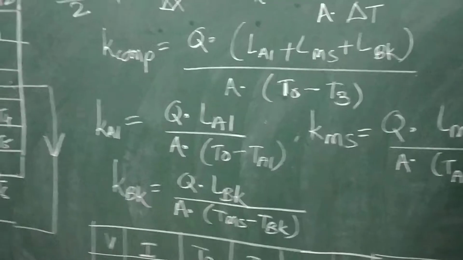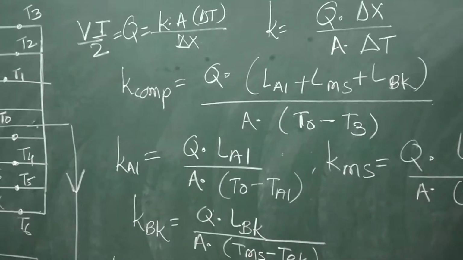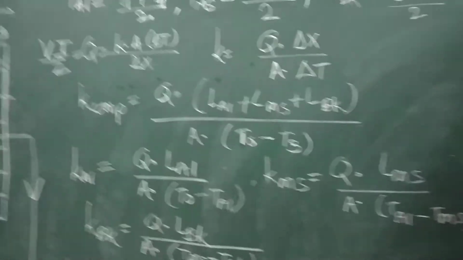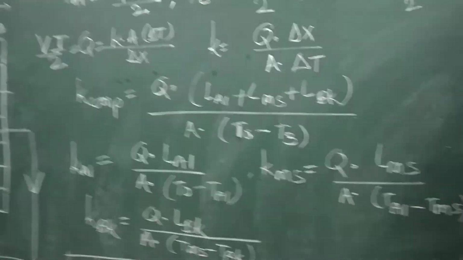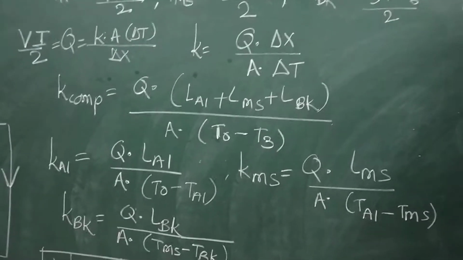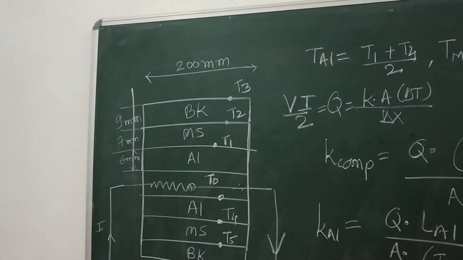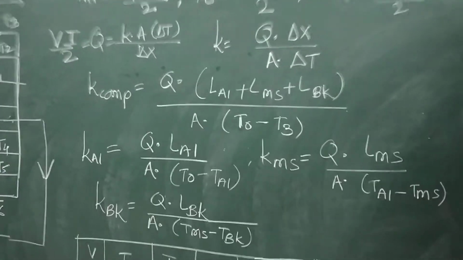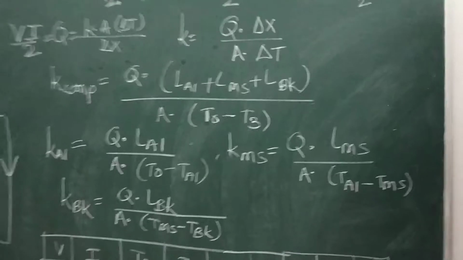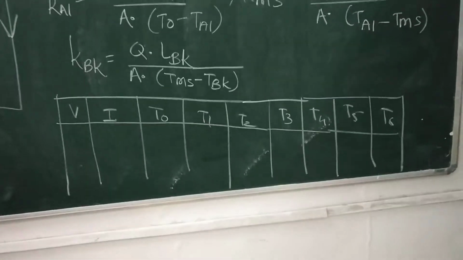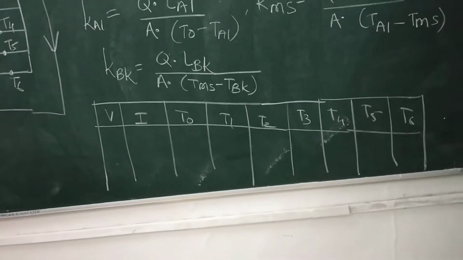Now if you want to find the thermal conductivity of the composite wall, this is the formula. K is equal to Q times the length of aluminium, mild steel and bakelite, upon the area, which is nothing but the circular area, where 200 mm diameter means pi by 4 d square, times T0 minus T3. The T0 temperature you can find out from that setup, and T3 again. All these temperatures you have to write down in this observation table.